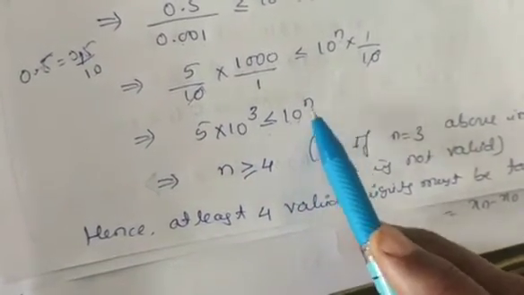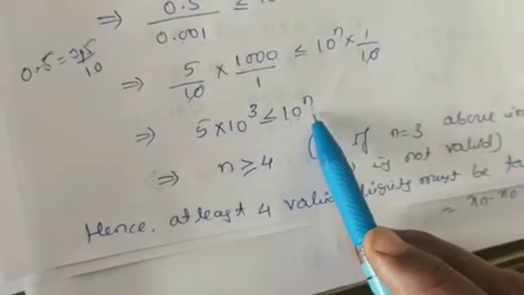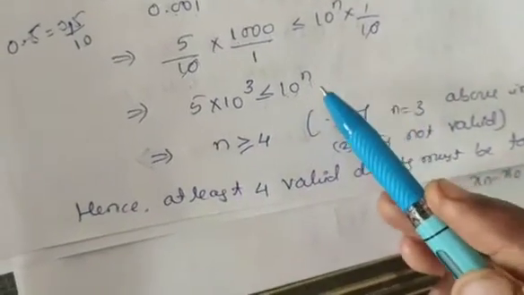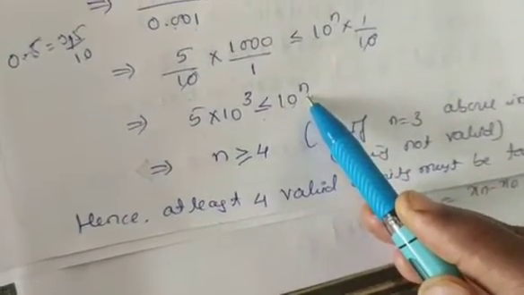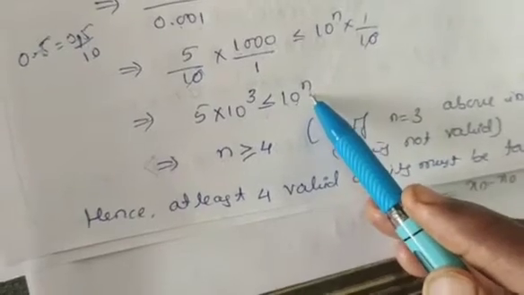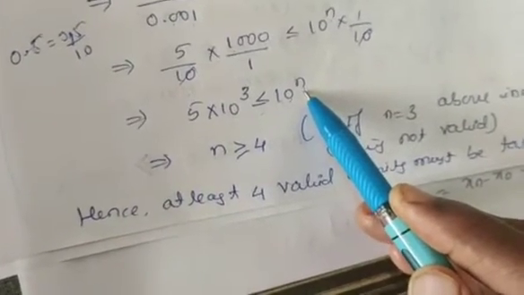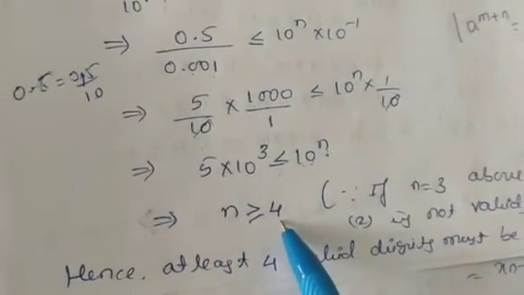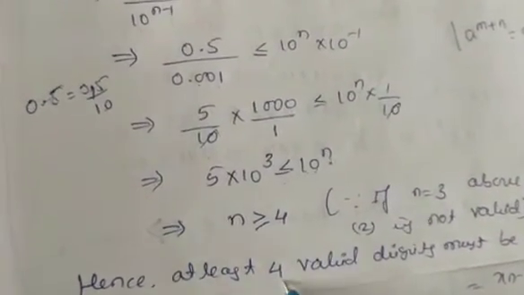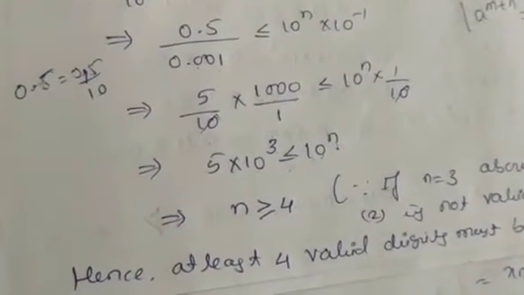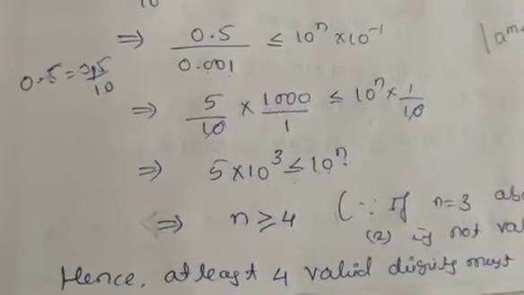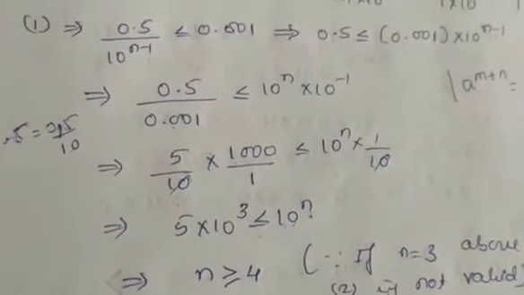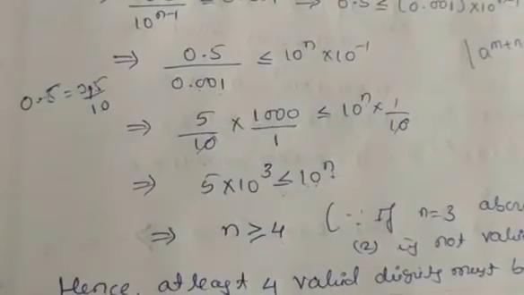If you take n equal to 5, it becomes 1 lakh, which again satisfies this condition. 5000 is less than 1 lakh, etc. So all the values which are greater than or equal to 4 satisfy this condition. So this implies n is greater than or equal to 4. Hence at least 4 valid digits must be taken here. Minimum 4 valid digits you have to take, and the remaining digits we can neglect. Therefore you have to take only 4 valid significant digits in this example.